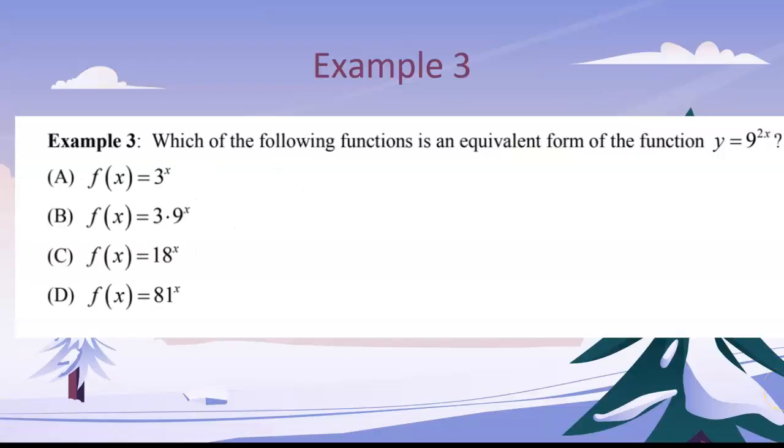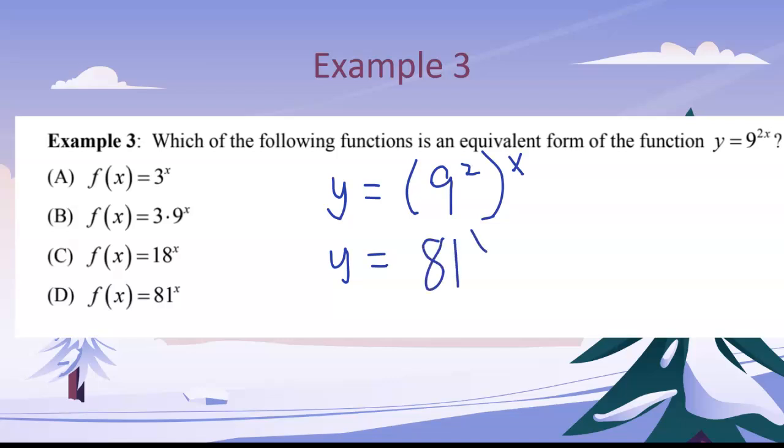Example 3 gives us an exponential function that looks like it was created using the power property. So to rewrite this one, I am going to put 9 to the second power in parentheses and then raise that to the power of x. And that's how we originally got 9 to the power of 2 times x. And what is 9 to the second power? That's just 81. So this is equivalent to 81 to the power of x, which is d.